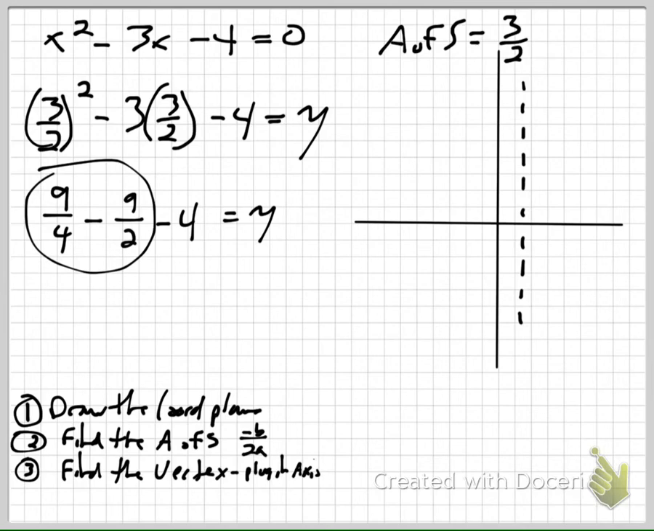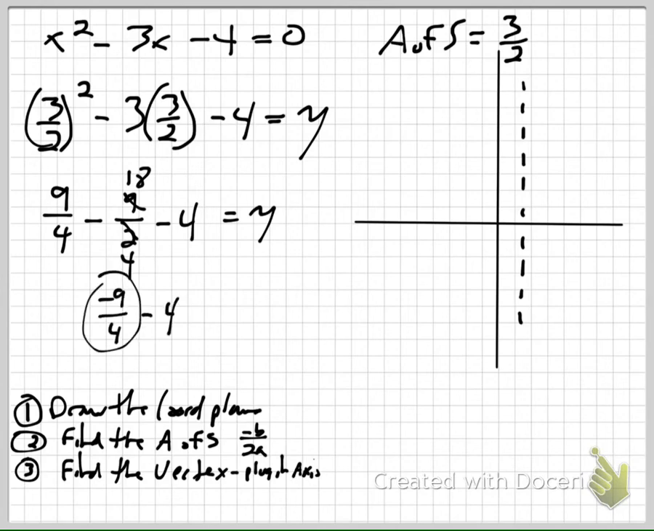No problem. What do I do with this? 9 fourths minus 9 halves. Can I even subtract that the way it sits? No, I have to have a common denominator. So this is going to become an 18 and this is a 4. What is 9 fourths minus 18 fourths? Negative 9 fourths. Negative 9 fourths minus 4.